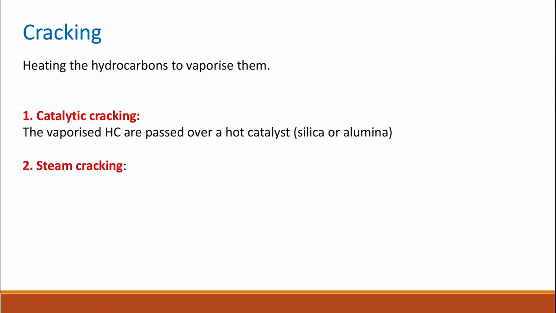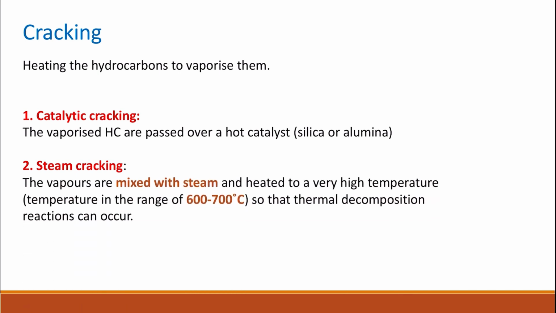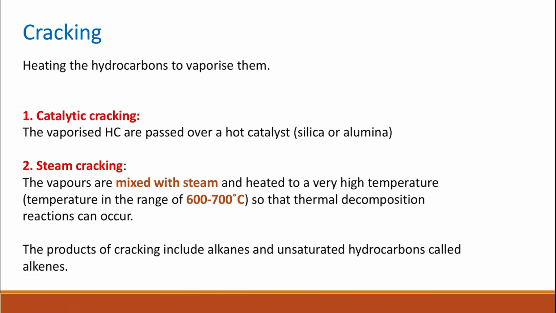Or we could use steam cracking, and in steam cracking, the vapors of the hydrocarbons are mixed with steam and heated to a very high temperature that can reach up to 600 or 700 degrees, so that thermal decomposition will then occur. The products of cracking will be shorter chain alkanes and also alkenes.